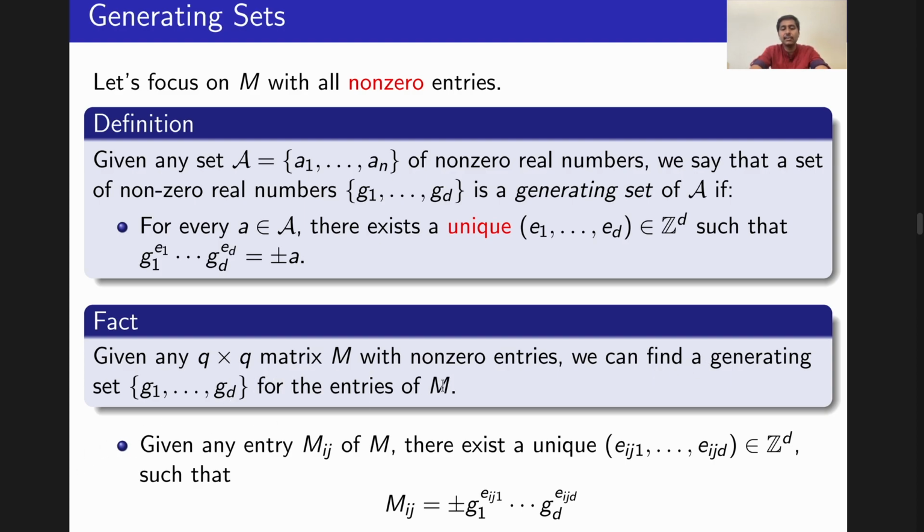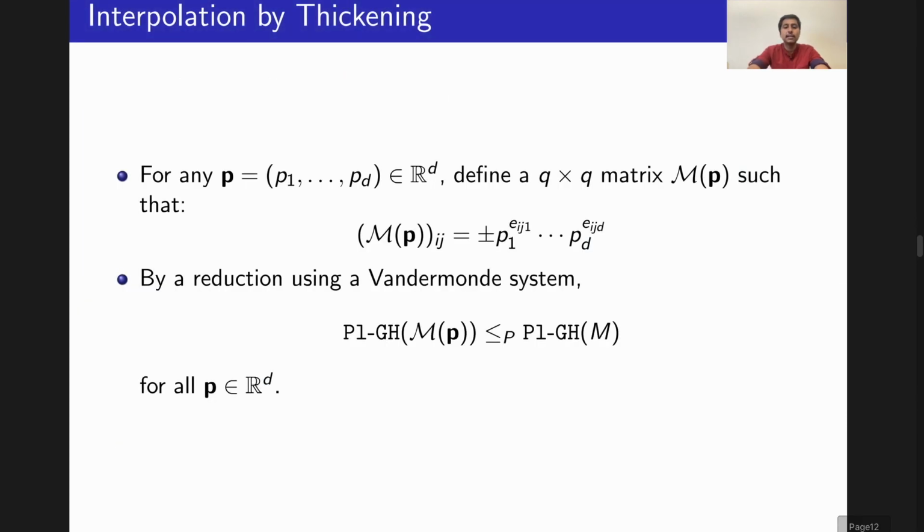Now, it is known that given any q cross q matrix M with non-zero entries, we can find a generating set for the entries of the matrix M. In other words, given any entry Mij of M, there exists a unique sequence of integers such that Mij can be expressed in this form. Now we're going to use this to define this function calligraphic M. This function takes in d real numbers p1 through to pd, and its output will be a q cross q matrix. The ij-th entry of this matrix will be this expression over here. Note that if we plugged in the real g1 through to gd into this function, then we'll get exactly the matrix M that we started out with.